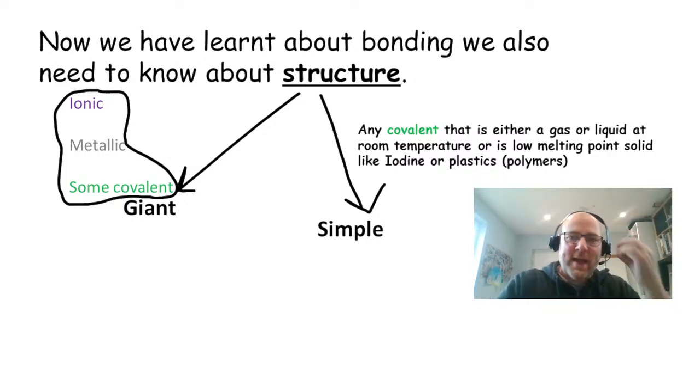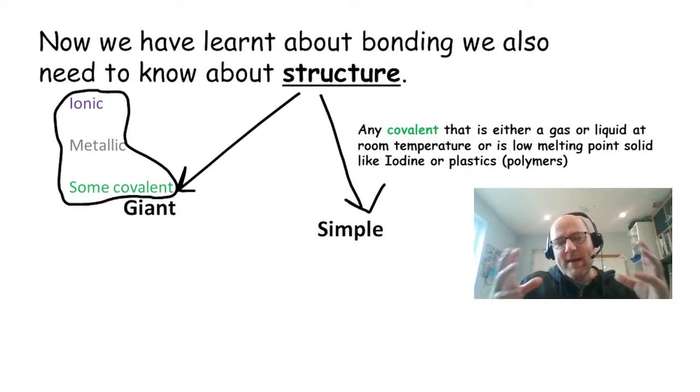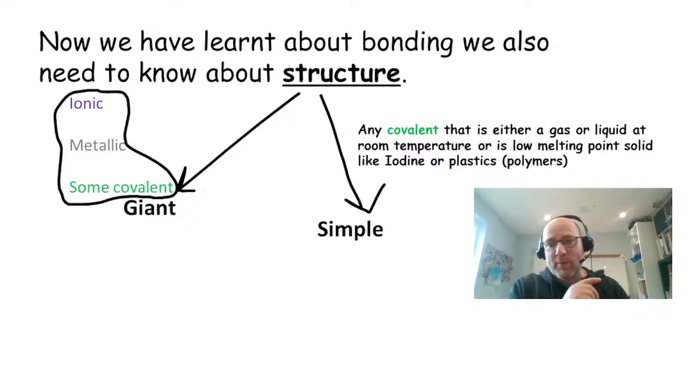Essentially, any covalent substance that's a gas or a liquid at room temperature is 100% simple. Carbon dioxide, water, nitrogen in the air, oxygen in the air, methane, the natural gas we burn, ethane, any of these substances are simple because they're gas or liquid at room temperature. Water, as I mentioned, is a liquid in your room right now. That means that water is a simple structured substance.